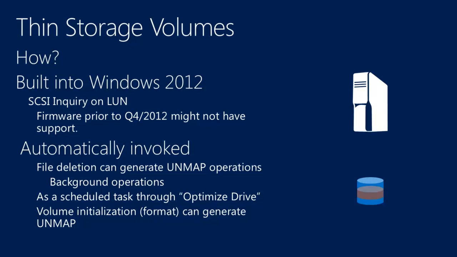It gets invoked automatically. So now when you delete a file, Windows will know that that storage device is a thin device. It knows the LBA address range that that file had in the file system, and then it will go off and execute unmap operations against it. So dynamically invoked. There are some areas where you can do that without it being dynamically invoked.